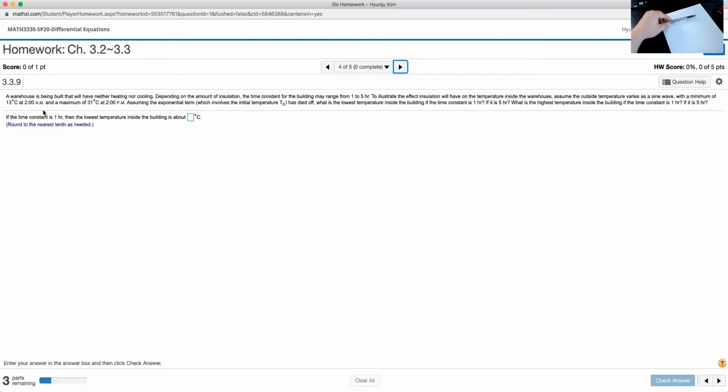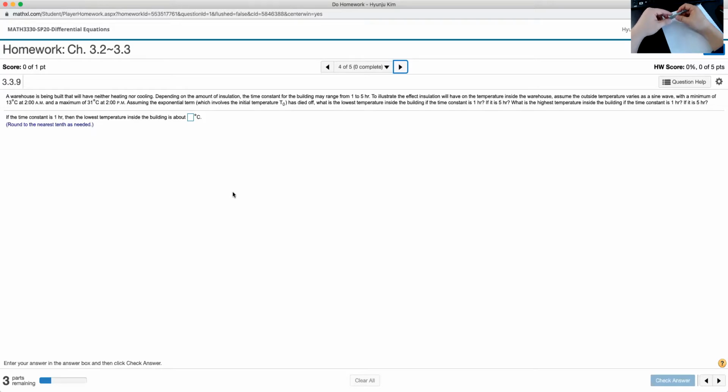So the problem is this: a warehouse is being built that will have neither heating nor cooling. Depending on the amount of insulation, the time constant for the building may range from 1 to 5 hours. To illustrate the effect insulation will have on the temperature inside the warehouse, assume the outside temperature varies as a sine wave with a minimum of 13 degrees Celsius at 2 a.m. and a maximum of 31 degrees Celsius at 2 p.m.